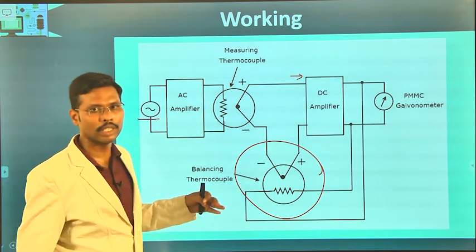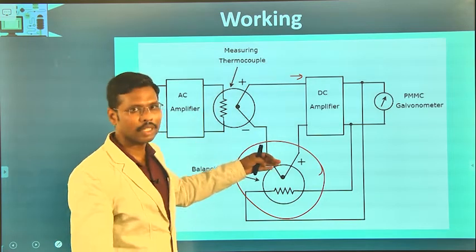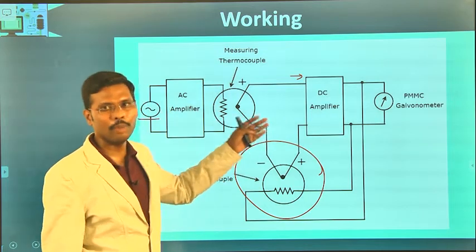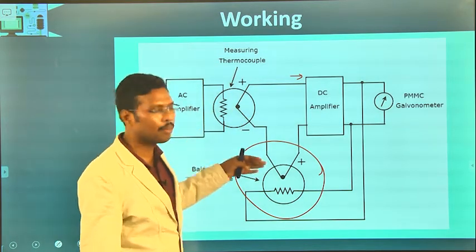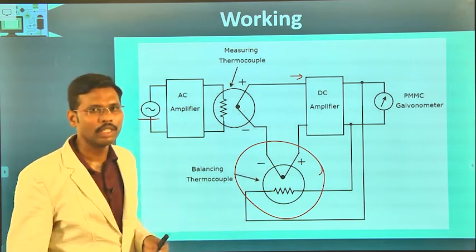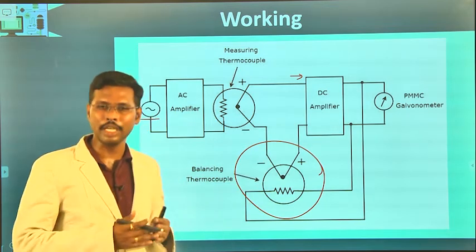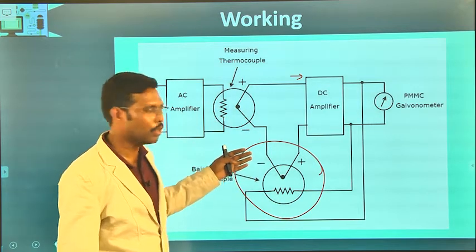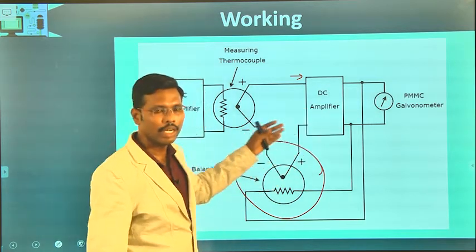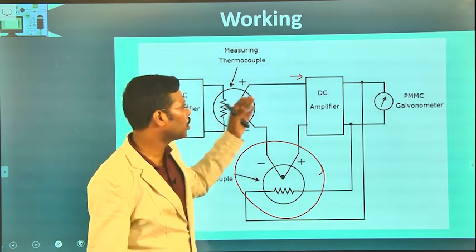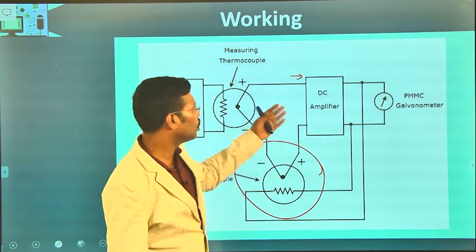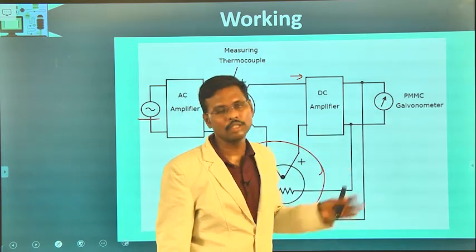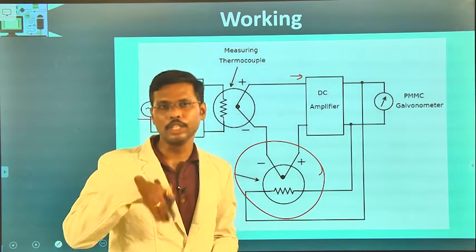So, at room temperature, both the thermocouples are at the same temperature. So, the error signal to this amplifier will be 0, because as both the thermocouples are at the same temperature, the output signals generated by both thermocouples will be equal. As we are taking the difference of these two thermocouple outputs as input to this DC amplifier, at room temperature, the input to this DC amplifier will be 0. So, the output of the DC amplifier will also be 0, and it is connected to the PMMC galvanometer. So, the PMMC galvanometer will display a 0 reading.